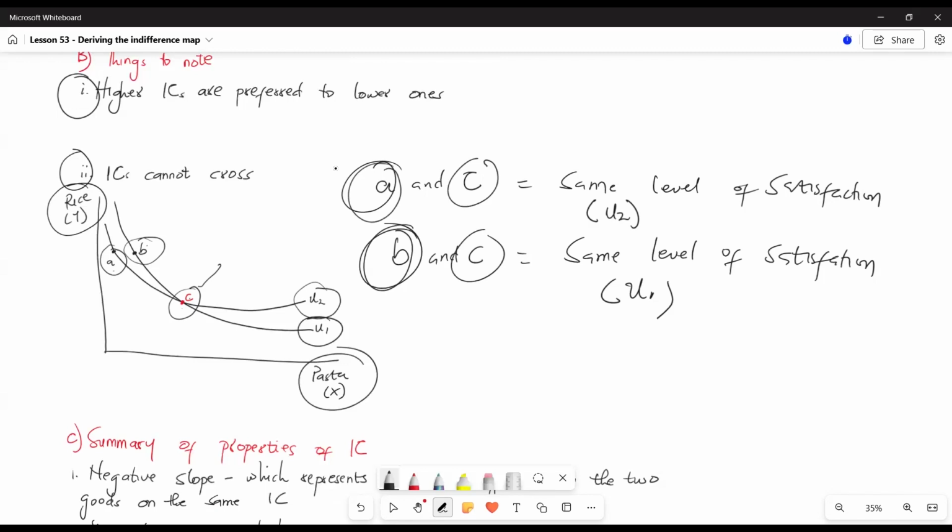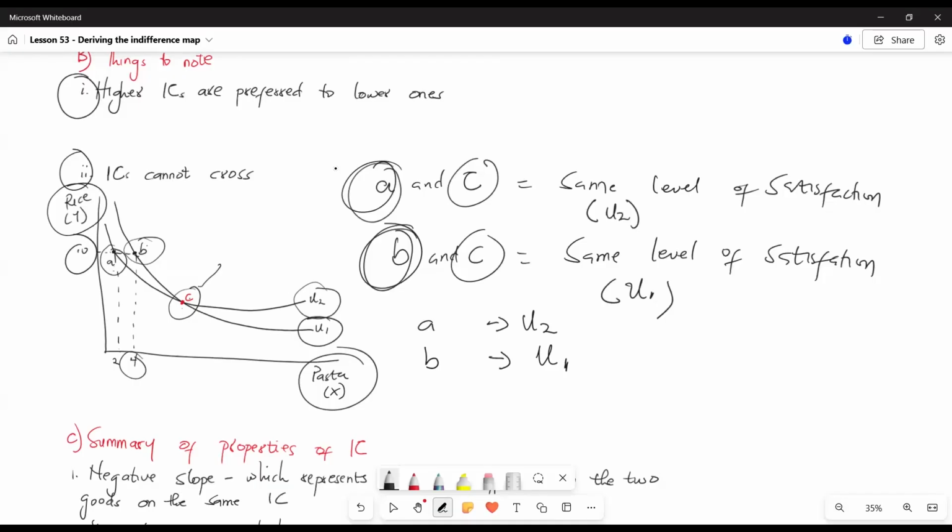This is because it's obvious that bundle A and bundle B are not on the same indifference curve. In fact, you can see that bundle A is on indifference curve U2 and bundle B is on indifference curve U1. In addition to that, bundle B has more of good X than bundle A. So let's see this. Bundle A has maybe 10 units of good Y and 2 units of good X. And even though bundle B still has 10 units of good Y, it has more of good X. Let's give an example of 4.